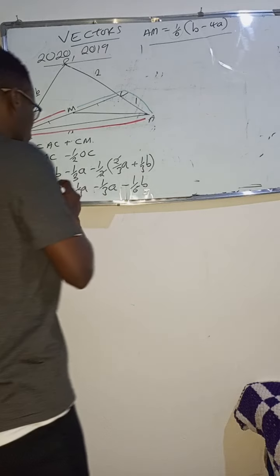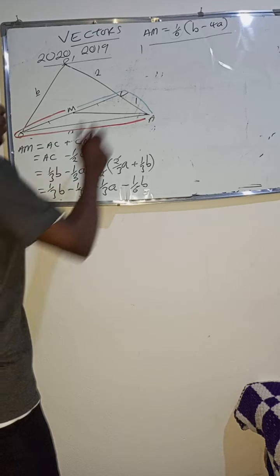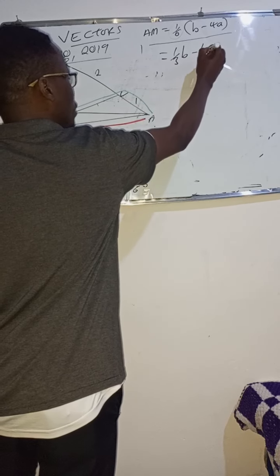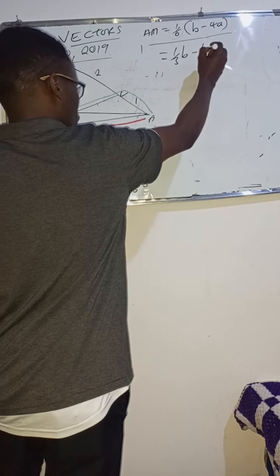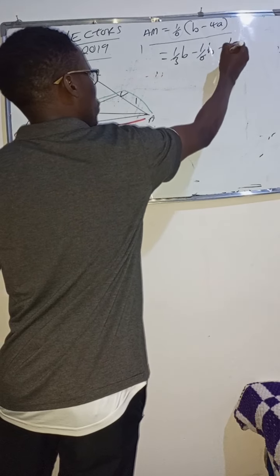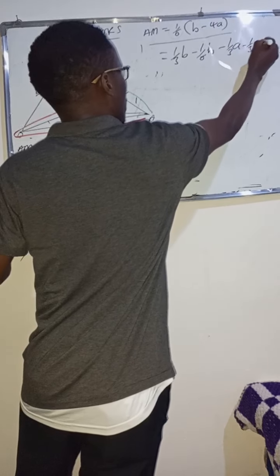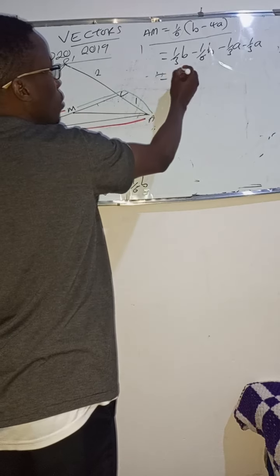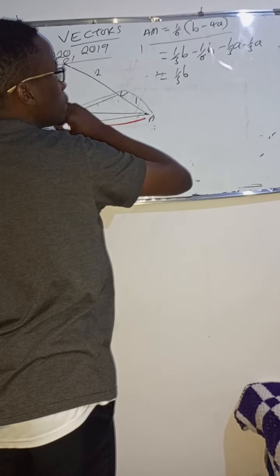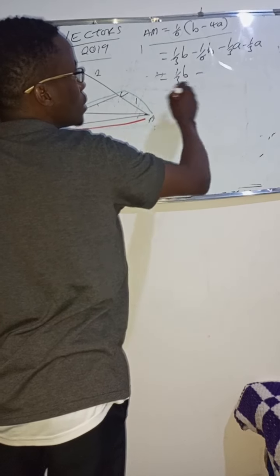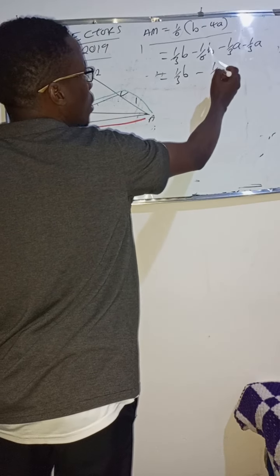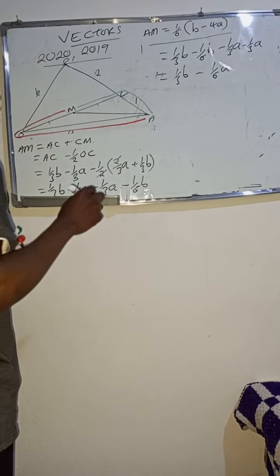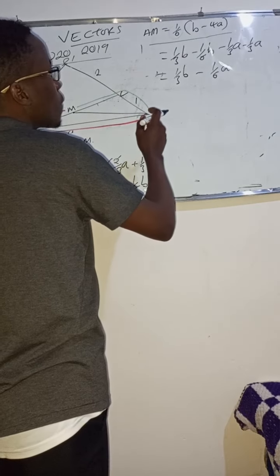So let's collect the like terms. So here we have 1 over 3b minus 1 over 6b. Okay? Then minus 1 over 3a minus 1 over 3a. So this one is going to be equal to 1 over 3b, right? Then minus 1 over 6a. Okay. Then we want to factorize, right?